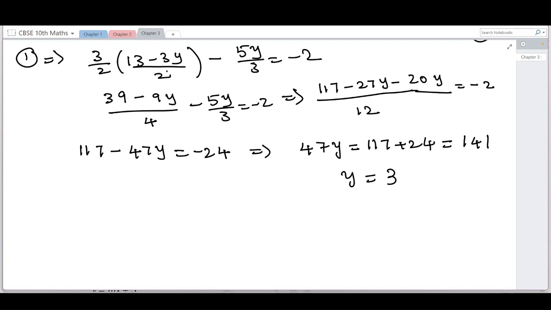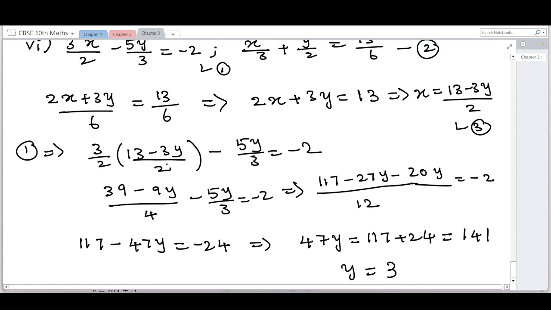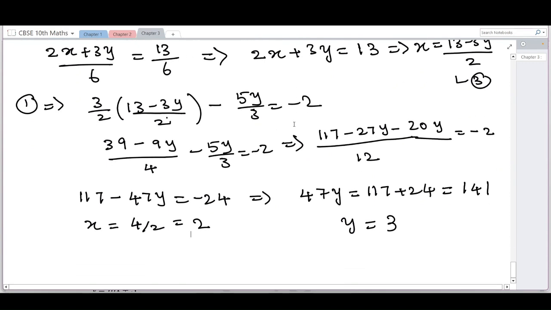So if you substitute this y value in the equation 3, you will get x equal to 13 minus 9, that is 4 by 2 equal to 2. So thus we have determined the value of x and y to be 2 and 3.